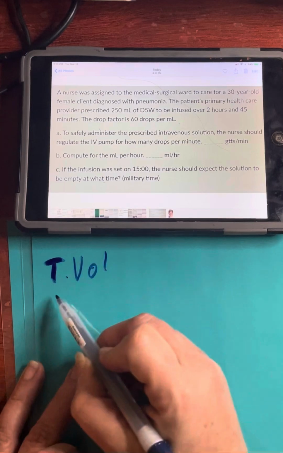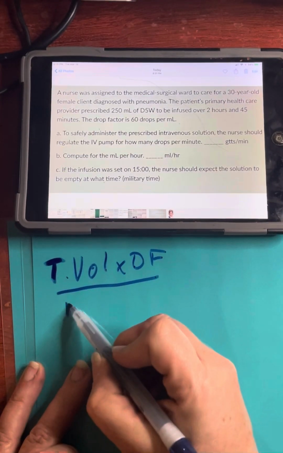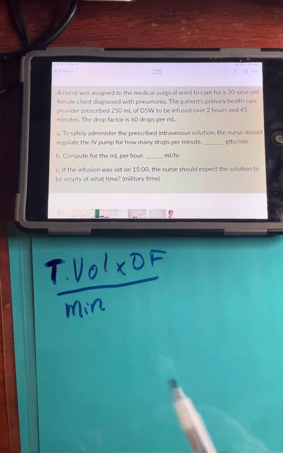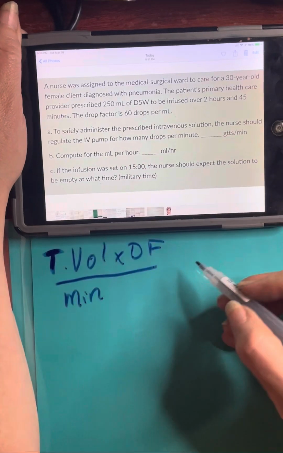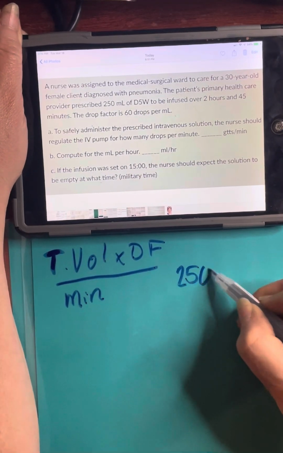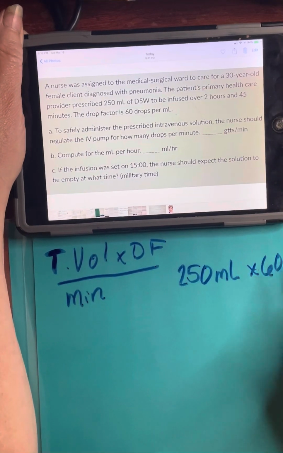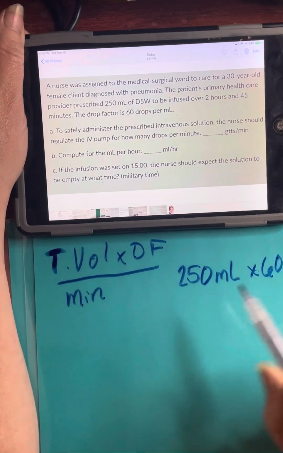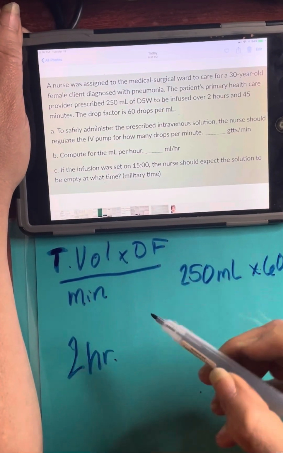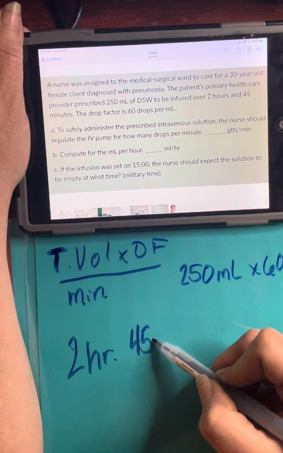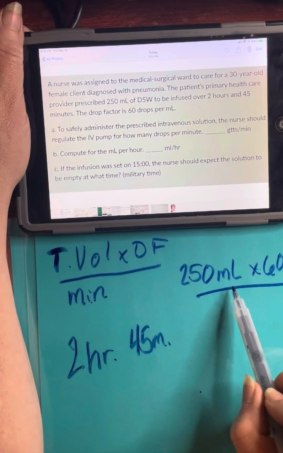It's total volume times the drop factor divided by your time in minutes. Okay? So let's look at it. Our total volume is 250 milliliters. The drop factor is 60. And the time for it to go in is 2 hours and 45 minutes. And our time has to be in minutes.